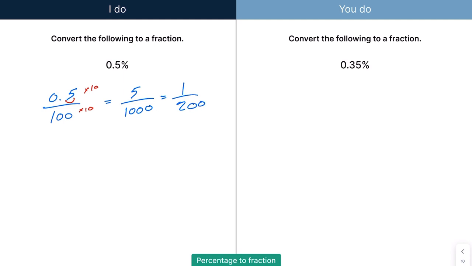So again, the one on the right, exact same thing. Percent just means out of 100. We're going to get rid of the decimal. So this time to get rid of the decimal, you have to hop twice. So which means we're going to times the top and bottom by 100. That then becomes 35 out of 1,000. Now, can 35 out of 1,000 be simplified? Yes, it can, because they both go into the 5 times table. So that then becomes 7 out of 200.